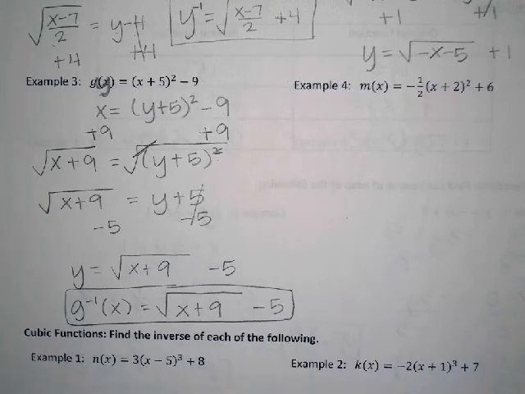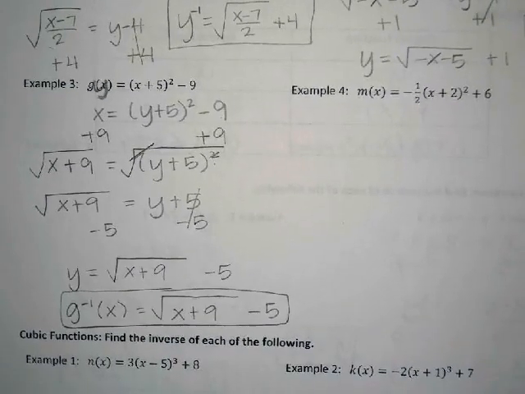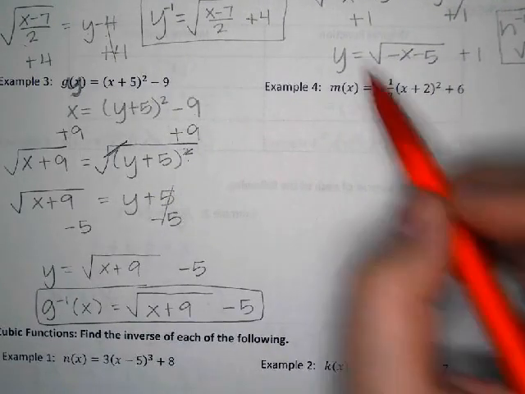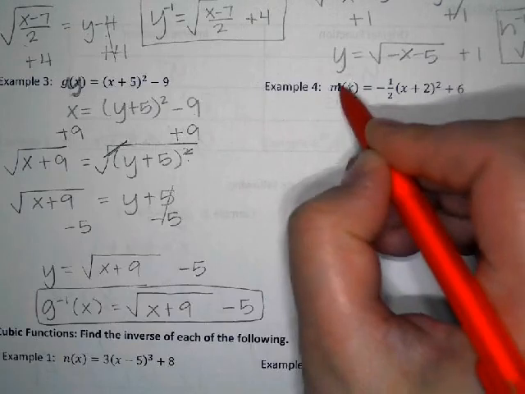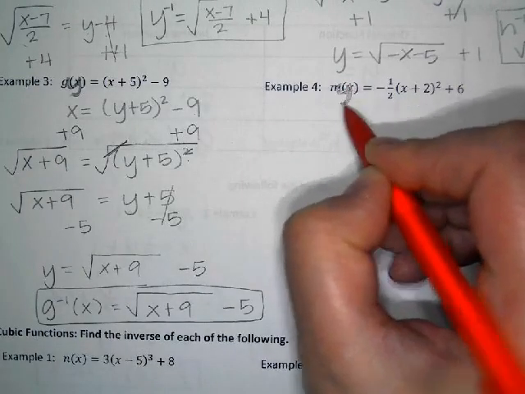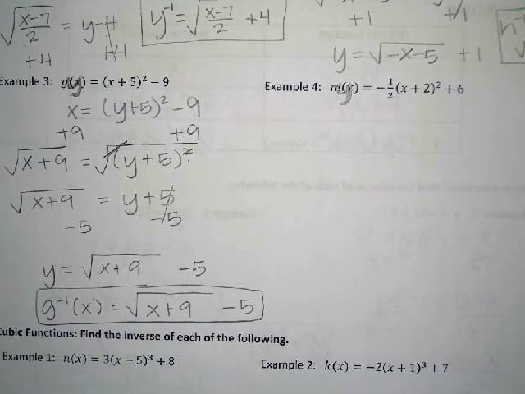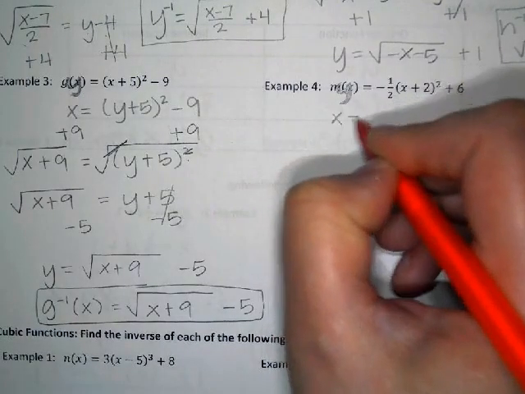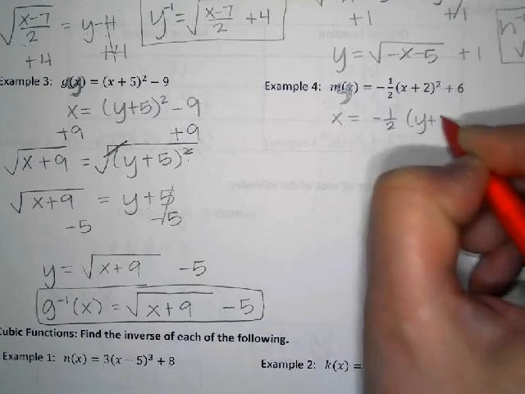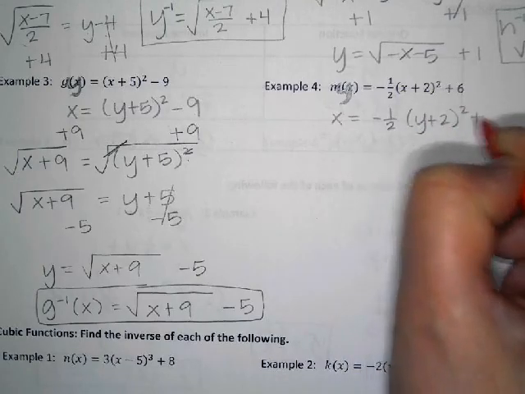All right, this one's got a fraction in the front, so let's see how it's a little different. So m of x, that's really just the y coordinate. All right, first step. Trade the x and y. Okay. Get rid of the 6.